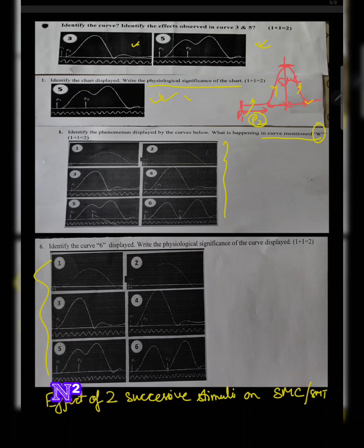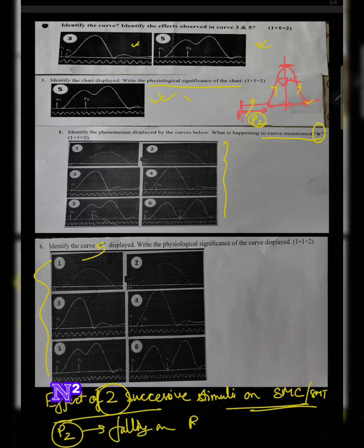Anyways, all these curves are showing you the effects of two successive stimuli on the simple muscle curve. You are doing the experiment on a skeletal muscle and you are getting this curve. So if the question is framed like, identify the curve mentioned in curve 5, supposedly, the answer will be that the fifth curve is showing the effect of two successive stimuli on the simple muscle curve with the second stimulus falling on the relaxation period of the first stimulus.